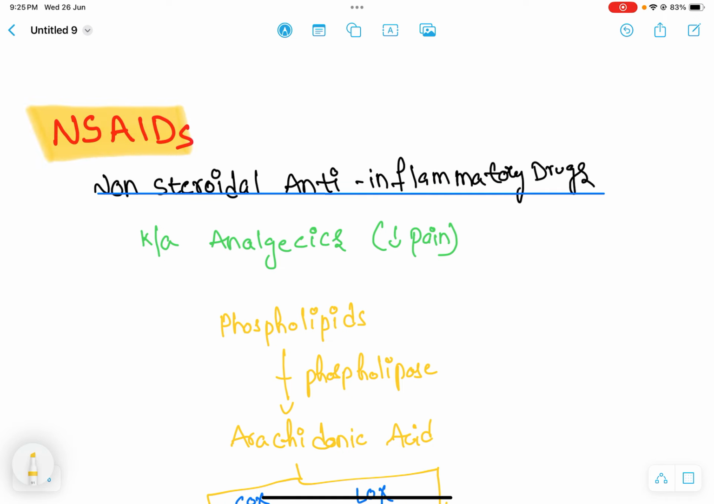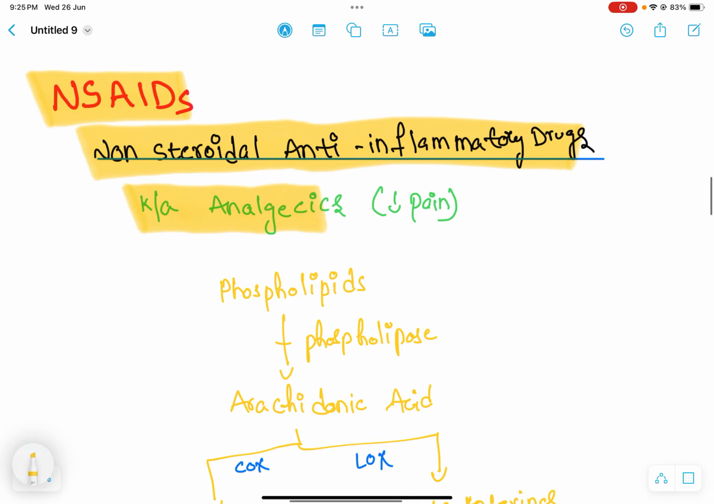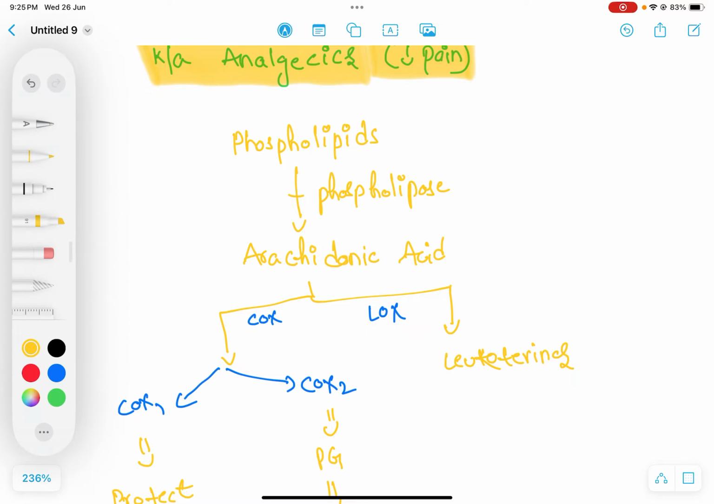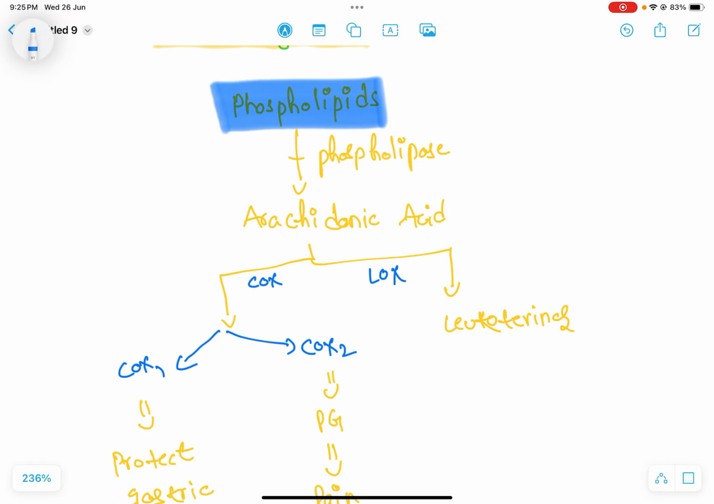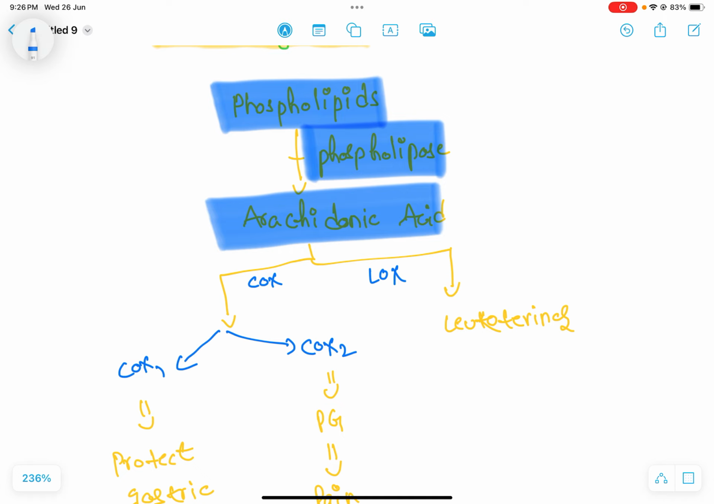NSAIDs, non-steroidal anti-inflammatory drugs. They are also called analgesics, that is painkillers. There are phospholipids which get converted to arachidonic acid with the help of the enzyme phospholipase.